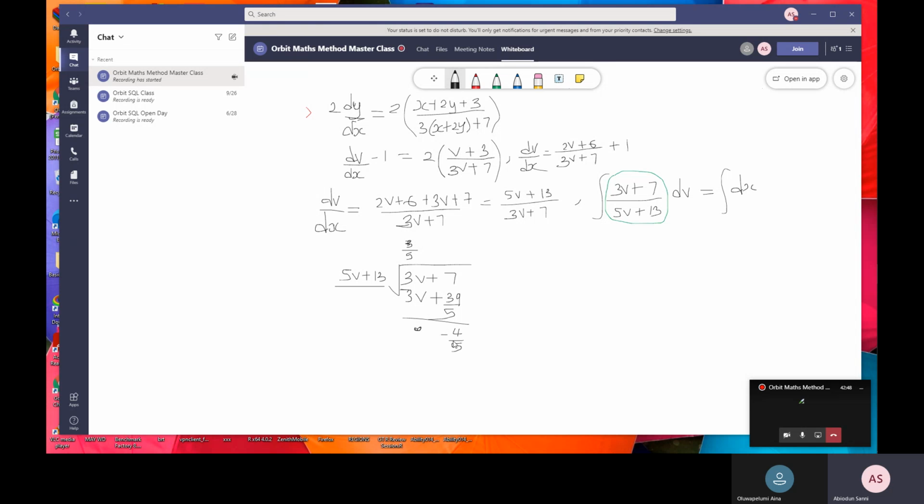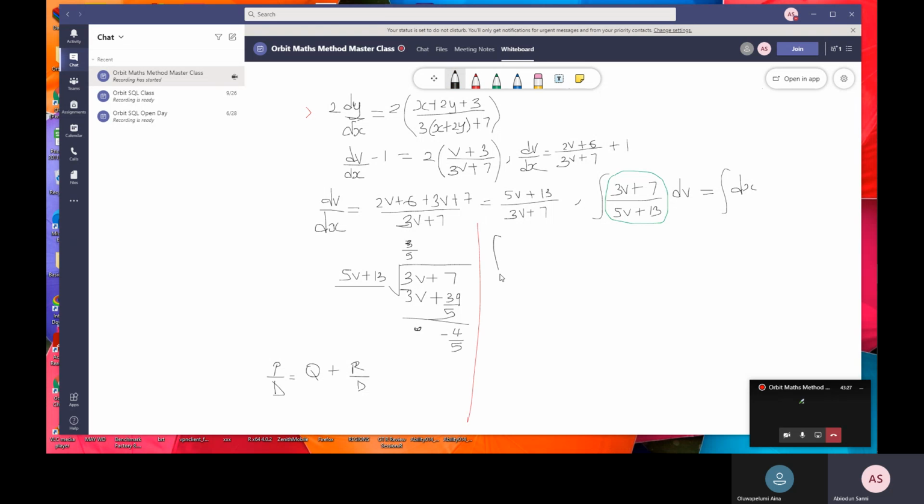So since this is a constant, there's no way I can divide this by 5v. I'm going to stop my division here. So my P over D, that is my polynomial over the divisor, will now be my quotient plus remainder over divisor. This is just polynomial division. It means (3v + 7) over (5v + 13) will now be equal to my quotient, which is 3 over 5, plus my remainder divided by this divisor.